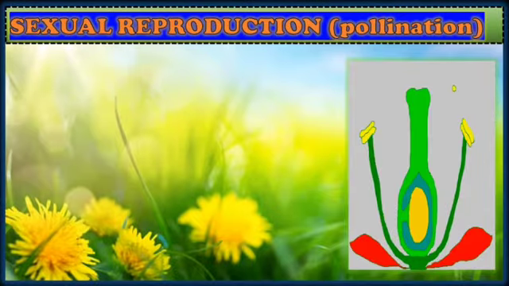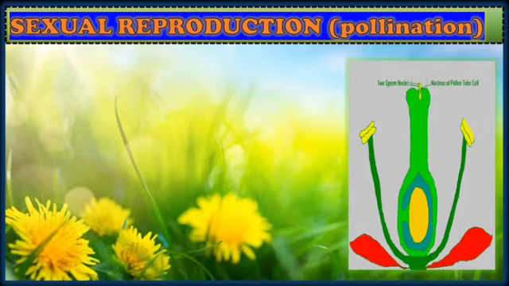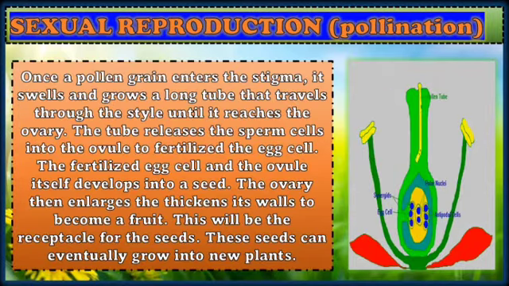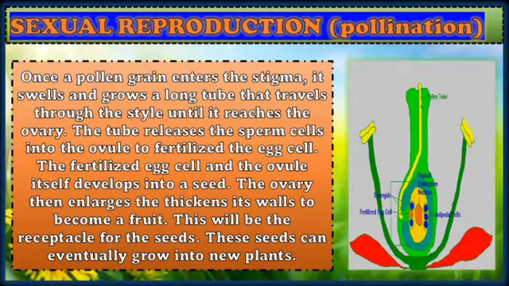So this is how sexual reproduction or a pollination process works. So ito yung proseso kung paano mapopollinate ang isang bulaklak. So first thing is, once a pollen grain enters the stigma, it swells and grows a long tube that travels through the style until it reaches the ovary. The tube releases the sperm cells into the ovule to fertilize the egg cell. The fertilized egg cell and the ovule itself develops into a seed.